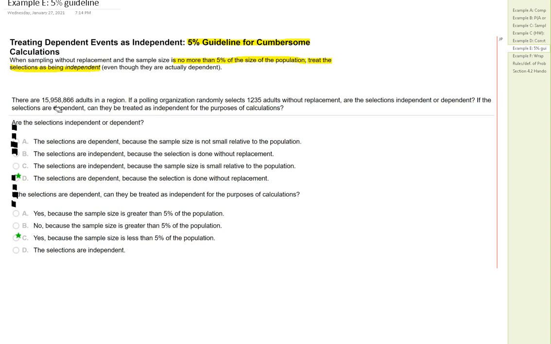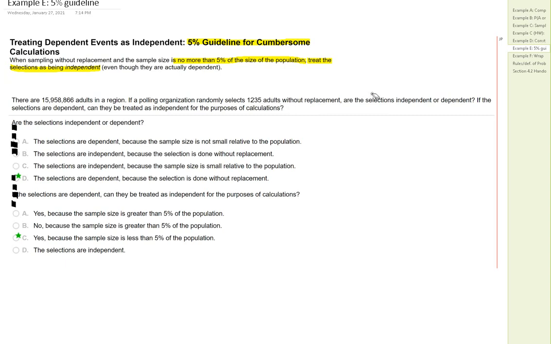Accordingly, there are 15,958,866 adults in a region. Whew. Hope that's a big region. That's more than there are in the state of Michigan by about 60%. If a polling organization randomly selects 1,235 adults without replacement, are the selections independent or dependent? What do you think? Dependent. All right, we're going to vote for dependent. Do we agree on that or disagree? Agree. All right, thank you, Chloe. They're agreeing with you.